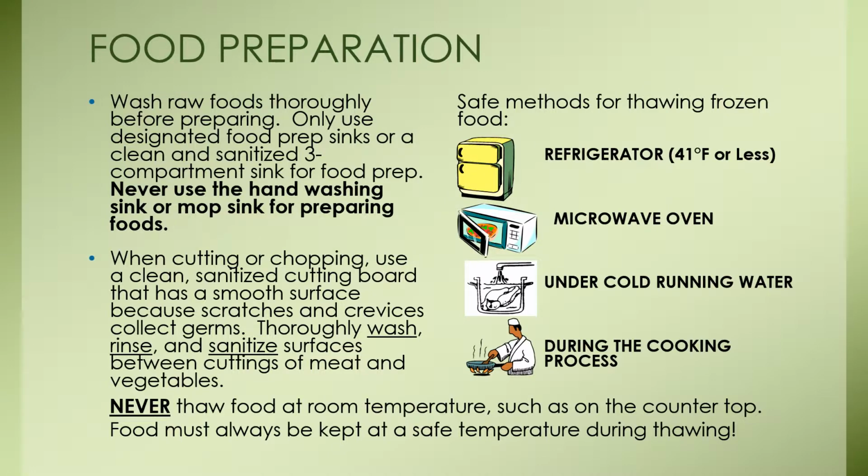When preparing food, it is important to remember to wash raw foods thoroughly before preparation. Only use designated food prep sinks or a clean and sanitized 3-compartment sink for food preparation. Never use the hand-washing sink or the mop sink for preparing foods. When cutting or chopping, use a clean, sanitized cutting board that has a smooth surface because scratches and crevices collect germs. Also, thoroughly wash, rinse, and sanitize surfaces between cuttings of meat and vegetables.